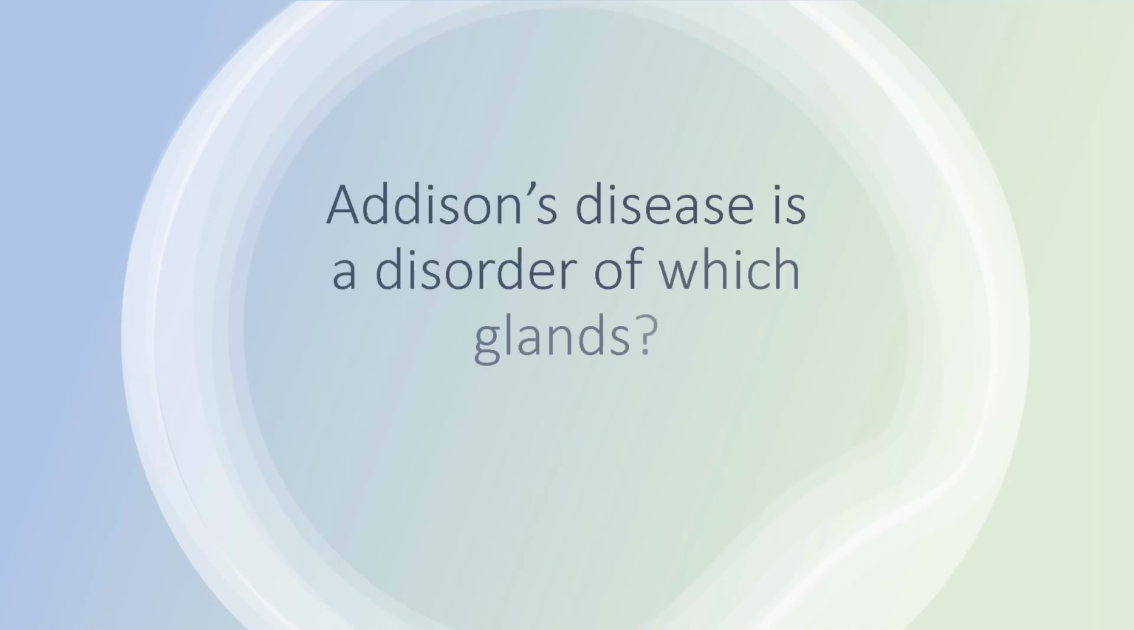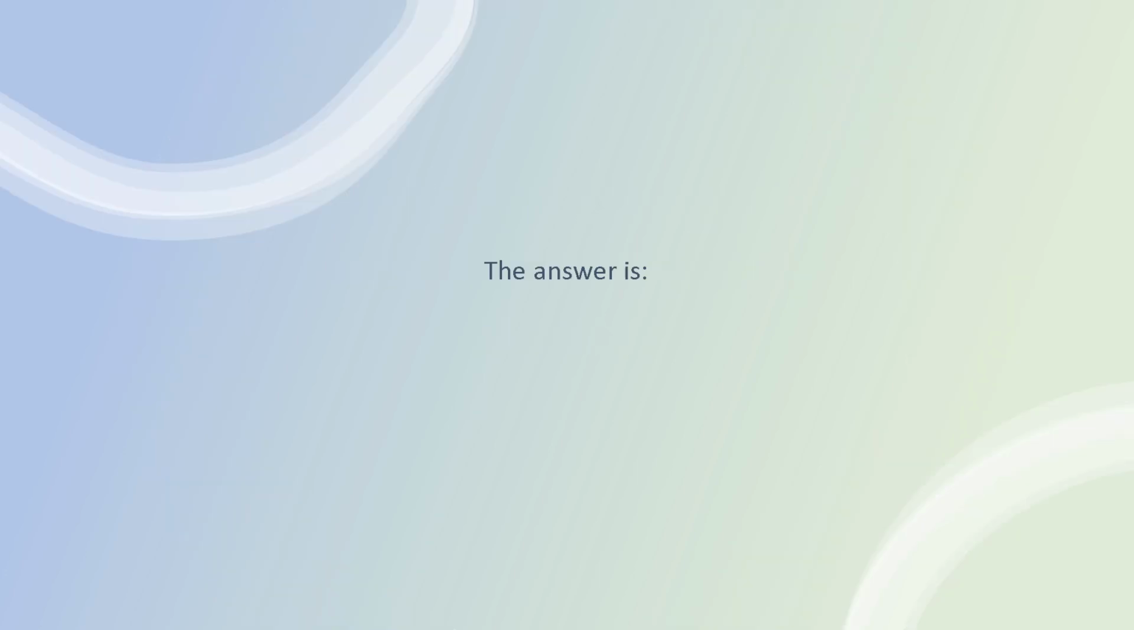Addison's disease is a disorder of which glands? The answer is the adrenal glands.